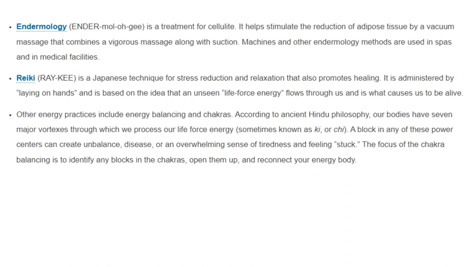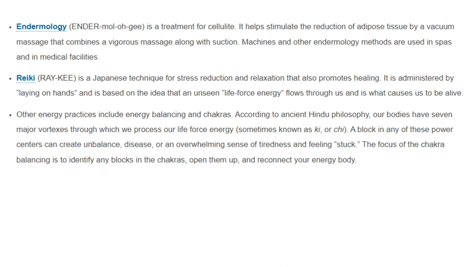Endermology is a treatment for cellulite. It helps stimulate the reduction of adipose tissue by a vacuum massage that combines a vigorous massage along with suction. Machines and other endermology methods are used in spas and in medical facilities.